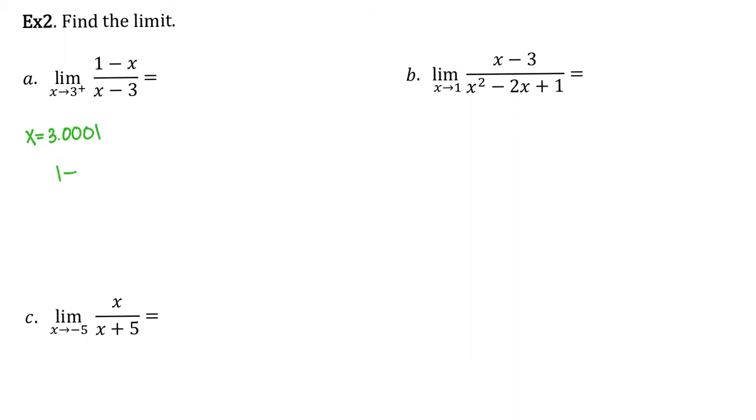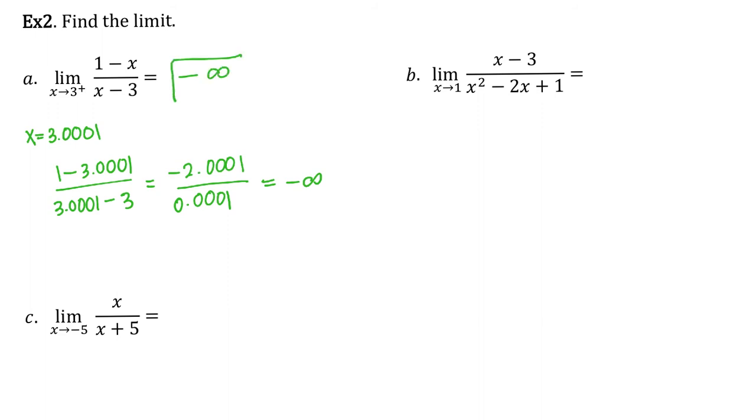So if I do 1 minus 3.0001 over 3.0001 minus 3, I'm going to get negative 2 point something, and I don't even really care about the rest of it. I'm divided by positive 0.0001. So negative 2 divided by positive 0 is going to give me negative infinity, which tells me that the limit as x approaches 3 from the positive side is going to be negative infinity.